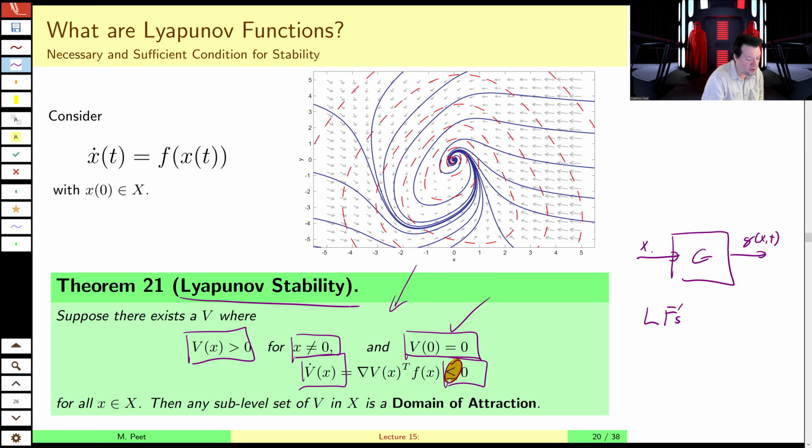And furthermore, any sublevel set, and we're going to be talking about sublevel sets to some extent in this course, any sublevel set of the Lyapunov function is a domain of attraction of the origin, meaning it doesn't necessarily actually go to the origin, but it's bounded. So it's Lyapunov stable on that domain. And this is actually a necessary and sufficient condition.